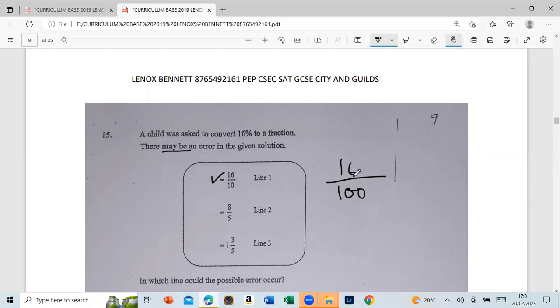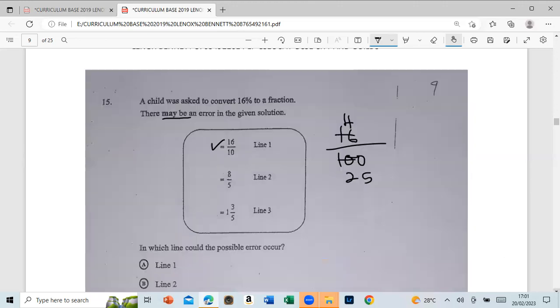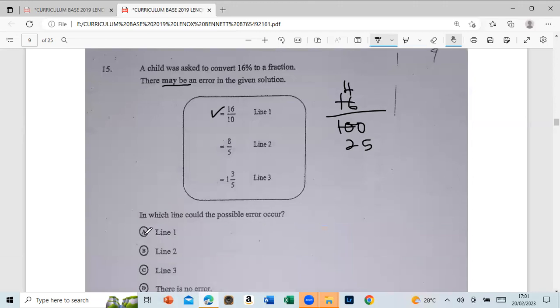If we were asked to convert from percentage to a fraction, we just simply divide both of them by the highest number that can go into 16 and 100, which is 4. So 4 into 16, 4 into 100. This should be the correct working out. They did not ask, but you don't know. So always go the extra mile.